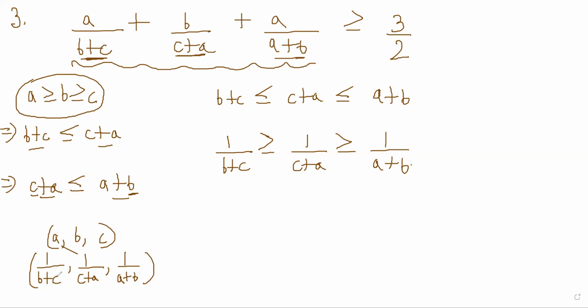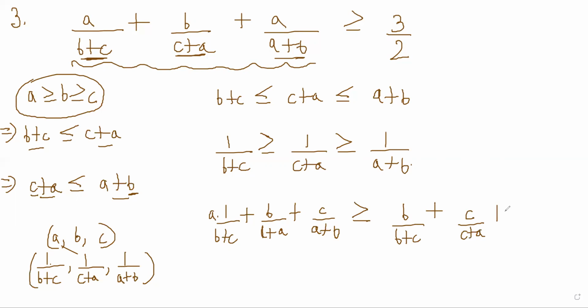We know that multiplying these in the correct order of the terms, so a into 1 by b plus c plus b into 1 by c plus a plus c into 1 by a plus b, is greater than or equal to the sum in any wrong order if we multiply. So let's multiply b into 1 by b plus c. So b by b plus c plus c by c plus a plus a by a plus b, right?